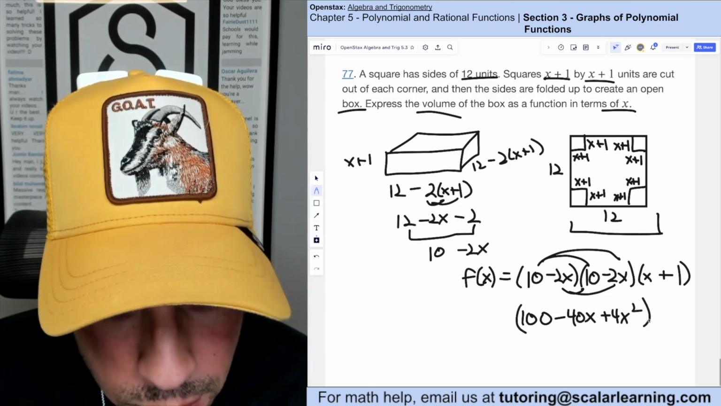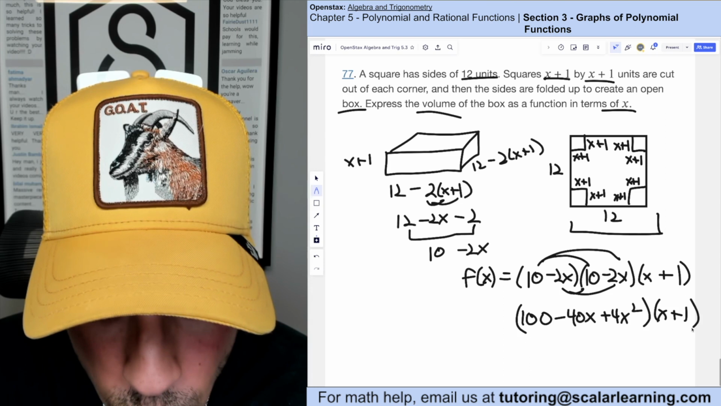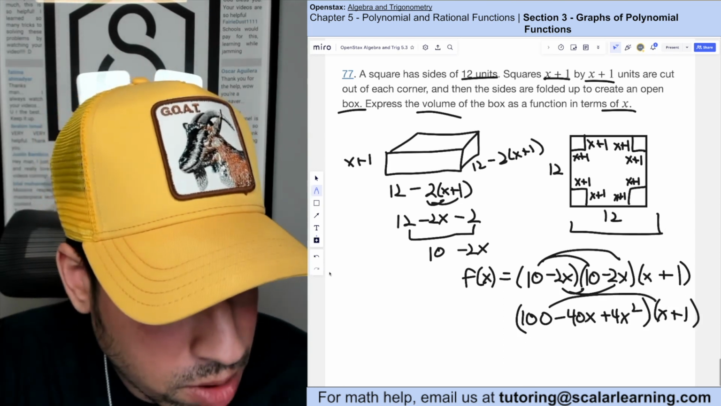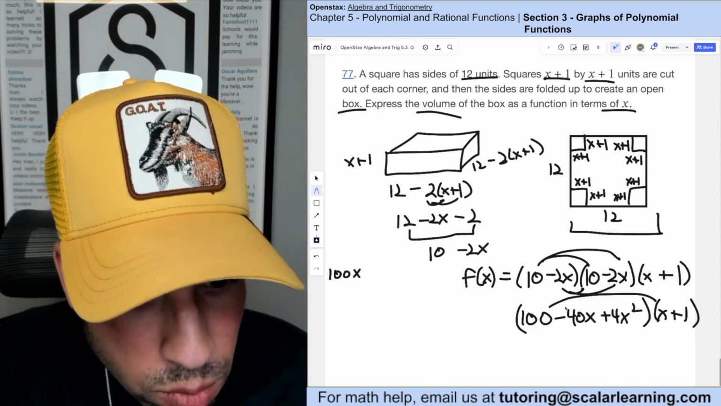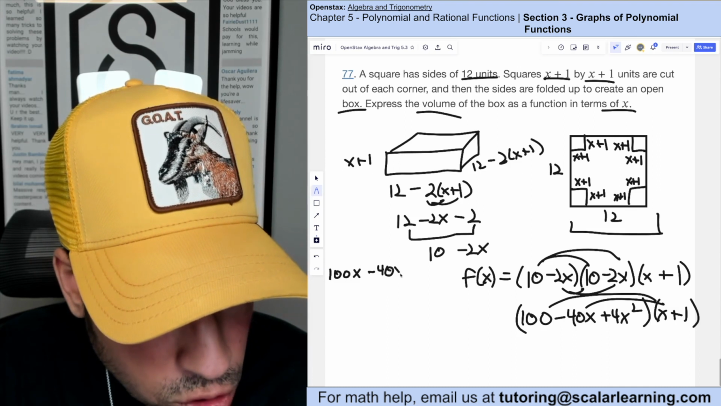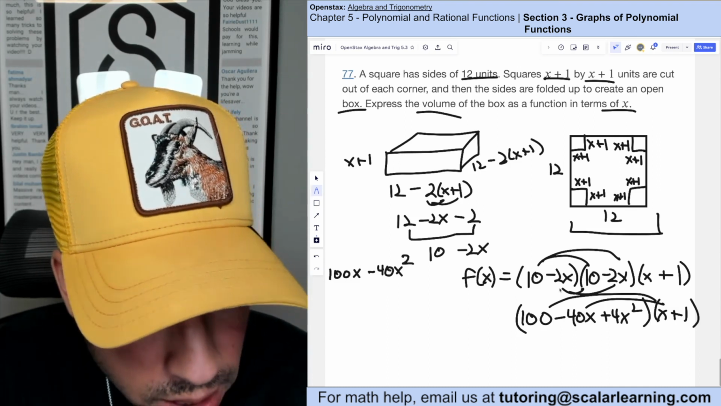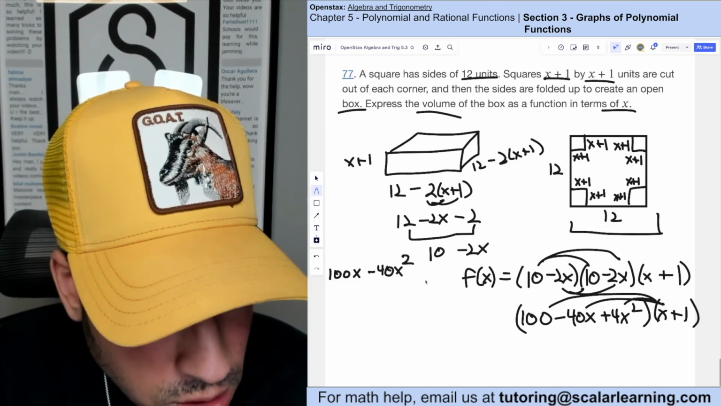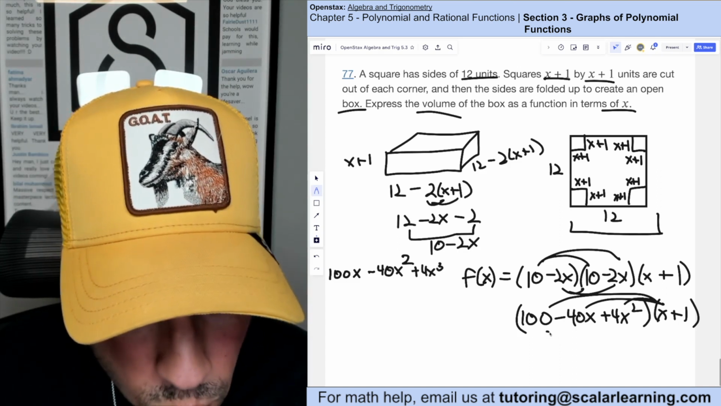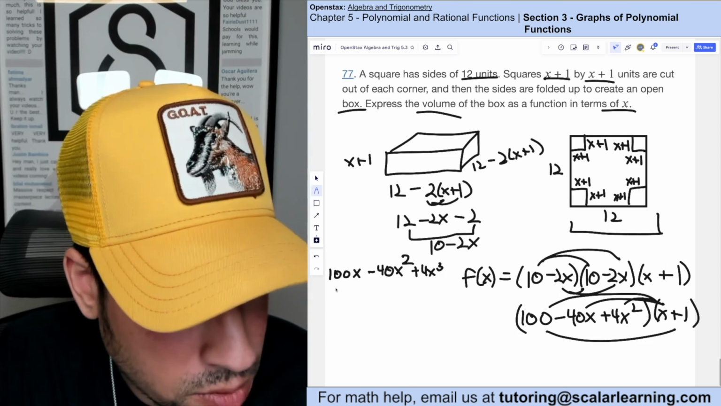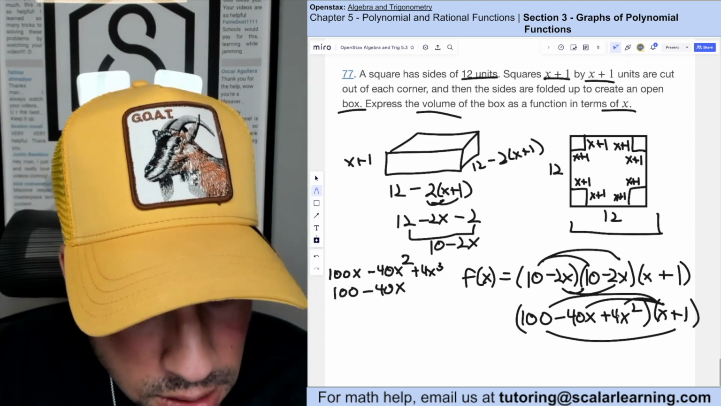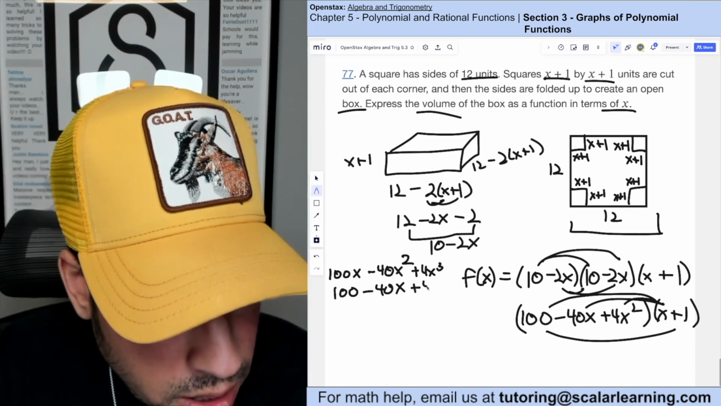And then this whole thing is being multiplied by x plus 1. So then as we FOIL, we get 100 times x right there. We get negative 40 times x, which is negative 40x squared. Sorry, we don't have a lot of room, so I'm kind of writing small. And then we got 4x squared times x, which is 4x cubed. And then we've got the other ones multiplying the 1, so that I've got positive 100. I've got negative 40x, and I've got 4x squared times 1 is 4x squared.